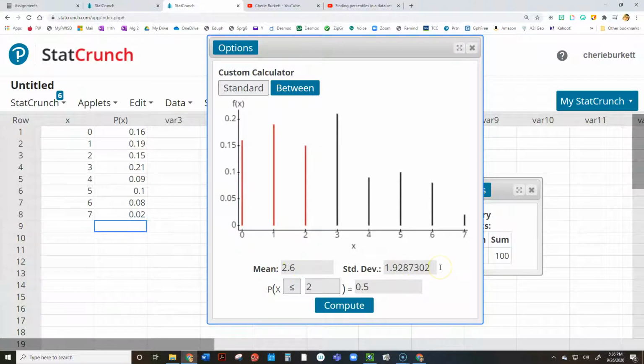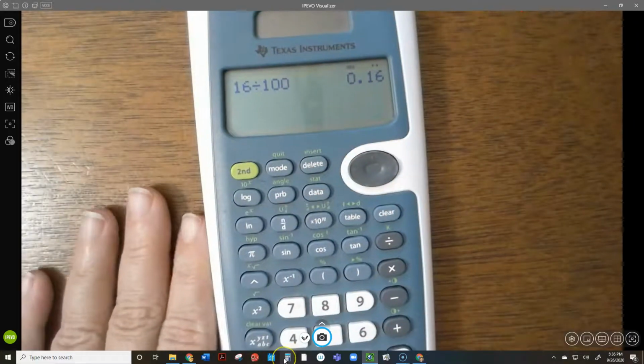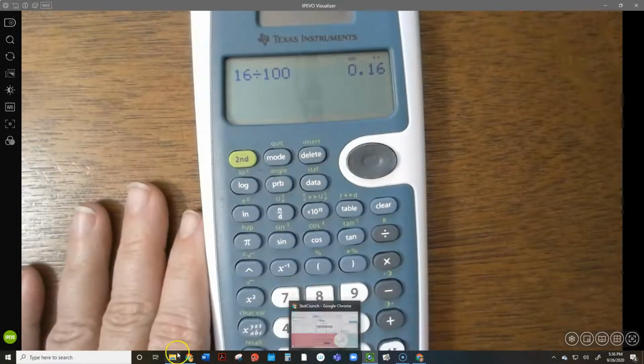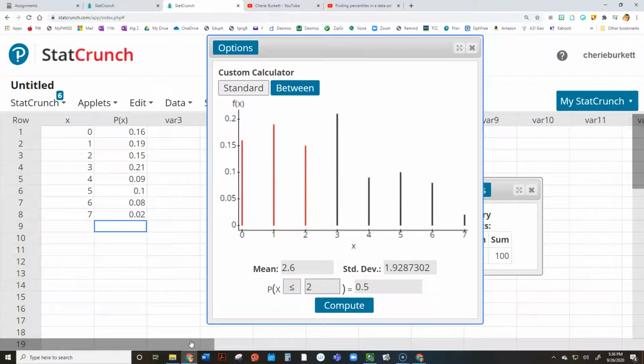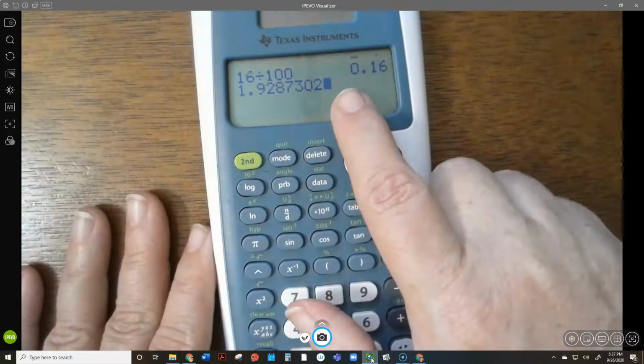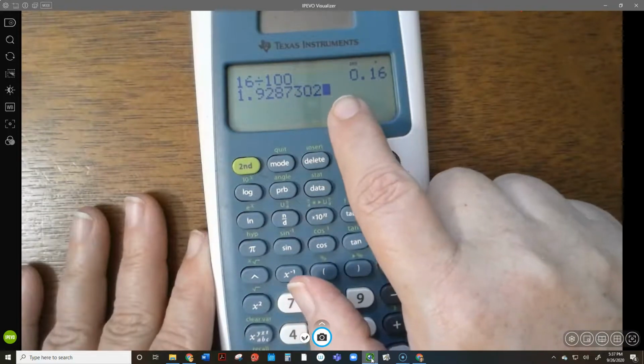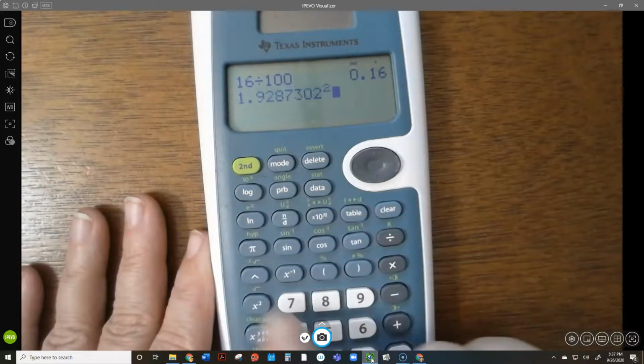Here is the standard deviation. So if you wanted to see what the variance is, you would have to go to your calculator. I need to go back because I don't remember what it was, and do 1.9287302. I don't have to put all of those in there, but I did just so that I don't have to worry about a rounding error. So I typed it in there and then I square it.